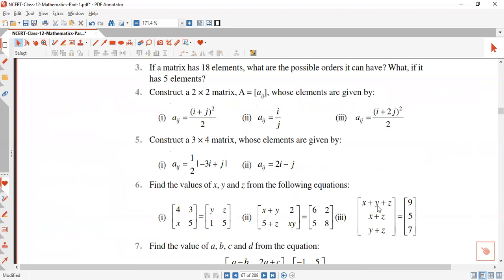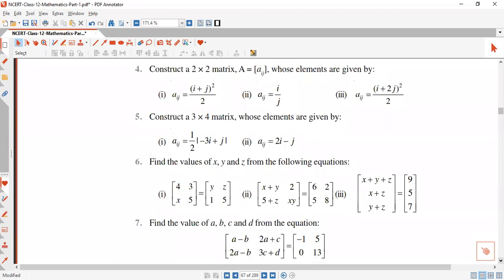Now we want to see question number 4. Construct a 2 by 2 matrix A equal to the matrix [aij] whose elements are given by.